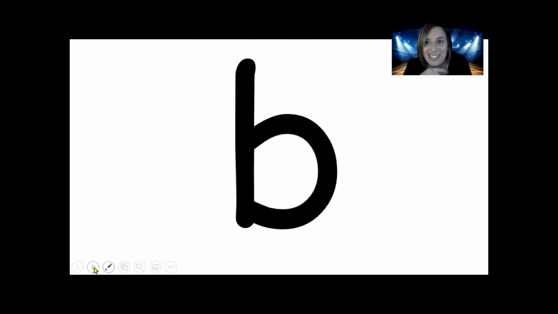All right, last one. Stand up if it is, sit down if it isn't. Oh my goodness, everyone just popped right back up. This is lowercase b. It has that curvy circle and then that straight line down in front of it. Awesome job, friends. Let's get those dry erase boards, markers, and erasers ready now to write the uppercase and lowercase b.